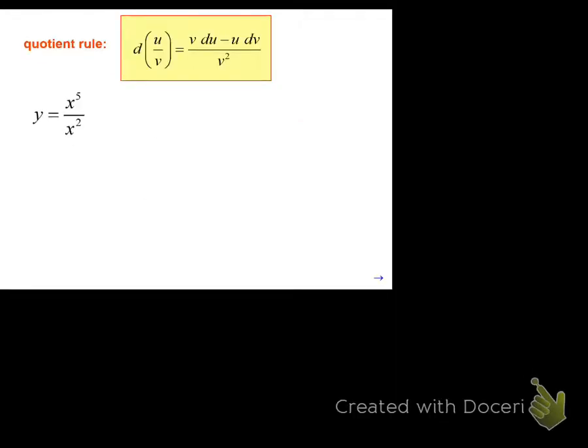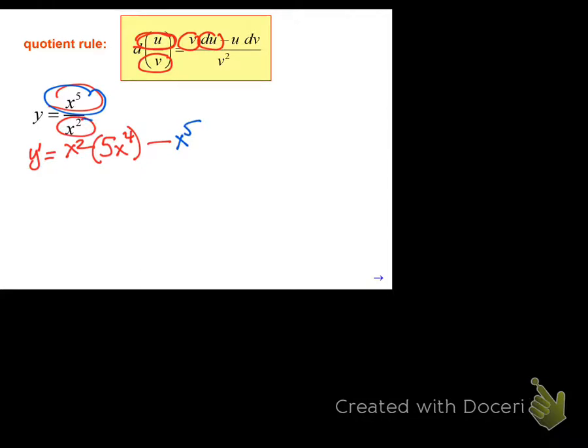Okay, so when I say low, you're going to tell me this guy. When I say high, you're going to tell me this guy. If I say d high, it's the derivative of the top, and d low is the derivative of the bottom. So the derivative of this would be low, d high, derivative of the top. The derivative of this would be 5x to the 4th, minus high, d low, derivative of the bottom is 2x. Draw the line, square below.